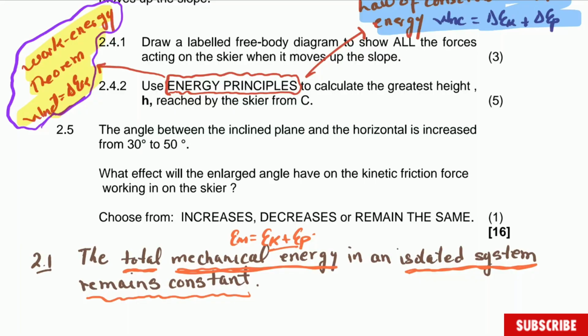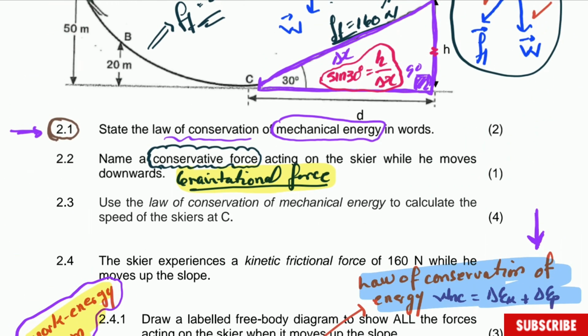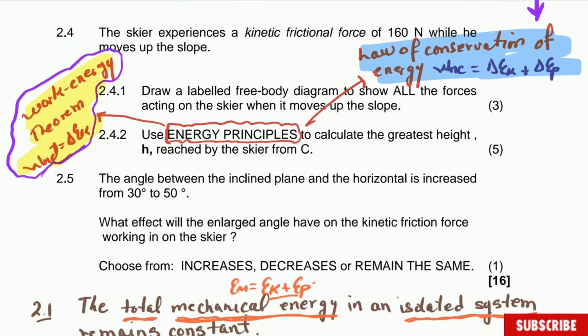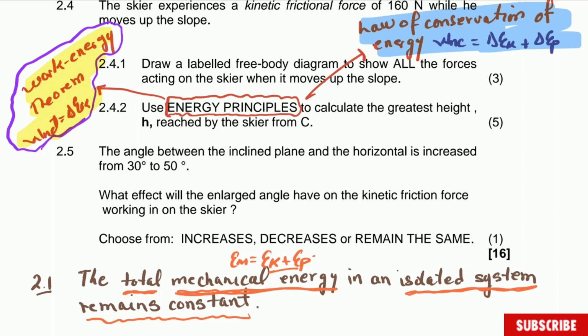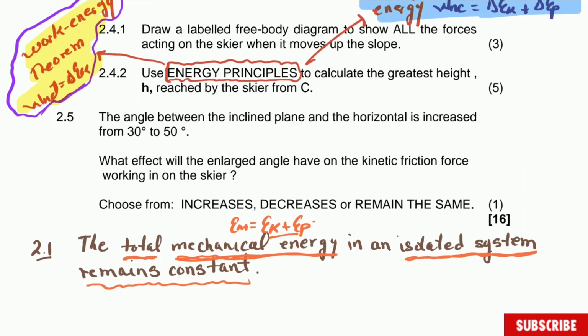The question said, the angle between the inclined plane and the horizontal is increased from 30 to 50. So the inclination now is not 30 anymore, it's going to be 50. So it's a bigger inclination. What effect will the enlarged angle have on the kinetic frictional force working on the skis? For this one, let's have a look down at another page.